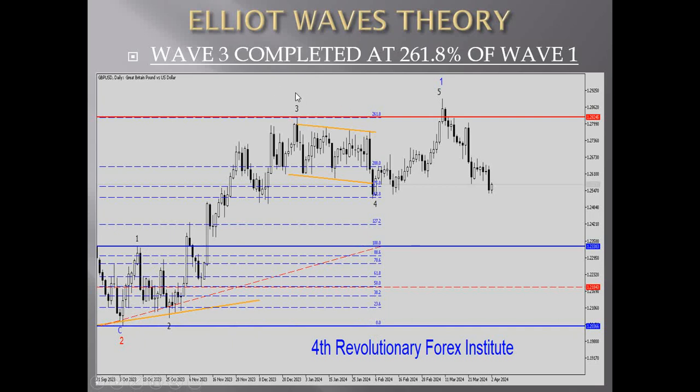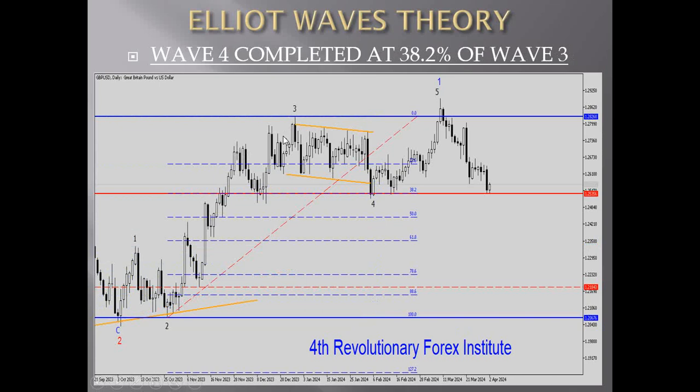And then you can see that wave 3 was completed exactly at 261.8% of the distance of wave 1. This is the start of wave 1, end of wave 1, and then this is the extension, which is the 261.8%, which is the level of wave 3. Now let's go to wave 4.